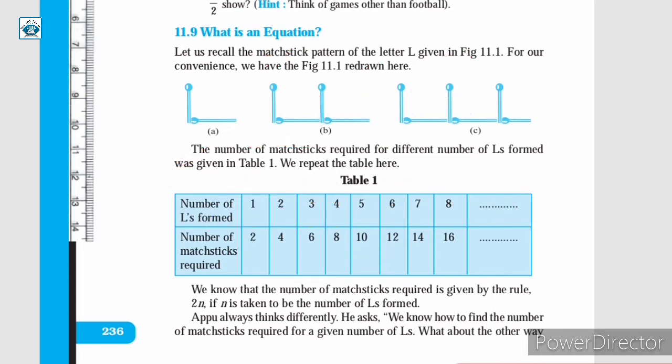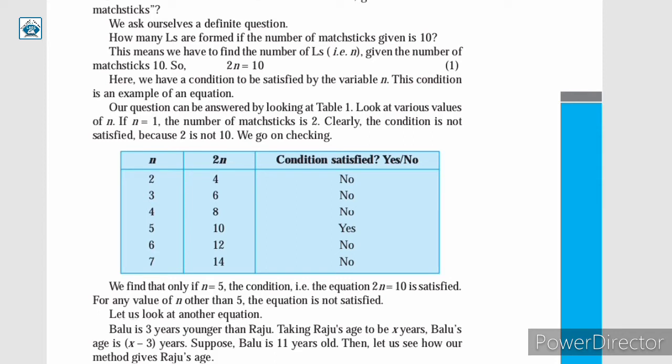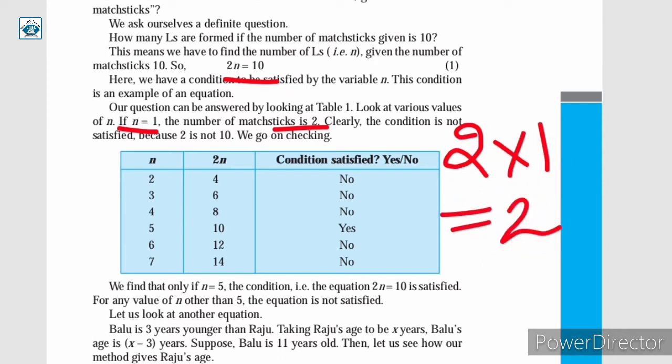So here our equation is 2n is equal to 10. So if we take different values like it is given in table, if we take n is equal to 1, then the number of matchsticks is equal to 2, because यहाँ पर हमारा equation क्या है 2n is equal to 10 है. तो जब n की जगह पे 1 put करेंगे then we will get 2 into 1 which is equal to 2 itself, and it is quite obvious that 10 is not equal to 2. So here the condition is not satisfied because 2 is not 10. So we go on checking.